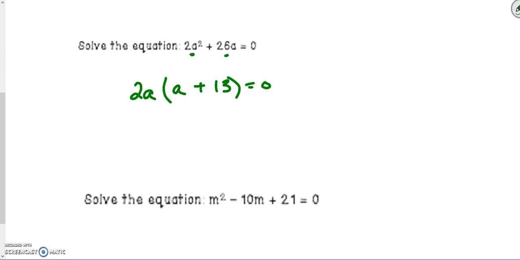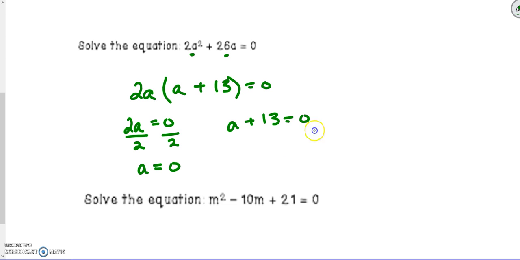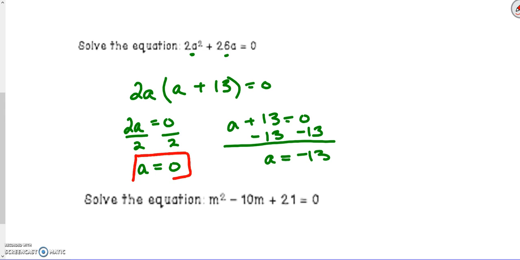Okay. Just like we did before, we now set each of those expressions equal to 0 and solve for the variable. So we have 2a equals 0, and a plus 13 equals 0. Divide both sides by 2 for the first one, and you have a is 0. Subtract 13 from the second one, and we have a is negative 13. So there you go. Our solutions for this particular equation are a equals 0, and a equals negative 13.